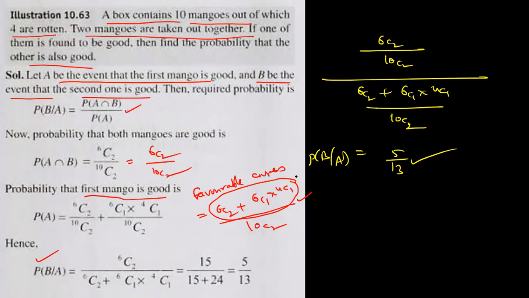The same question can be asked in a different way. Find the probability that the other one is rotten. Another one is rotten means, can you guess? Anyone? What is the answer coming? 8 by 13. Good.